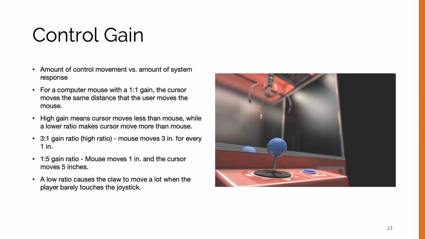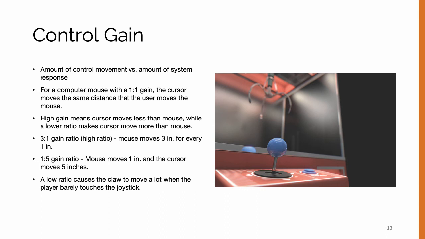Control gain is another example of how devices work or how controls work. It really refers to the amount of control movement compared to the amount of system response. So for a computer mouse with a 1-to-1 gain, that means if you move the mouse 1 inch, it would move 1 inch on your screen.